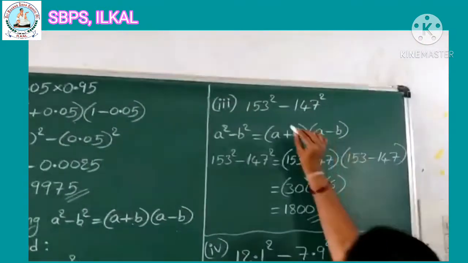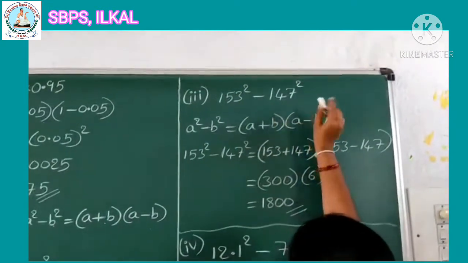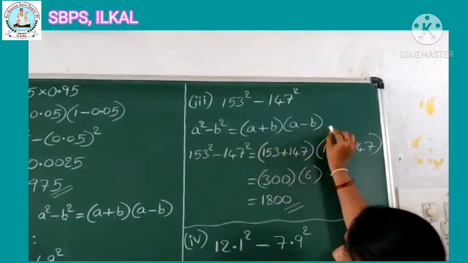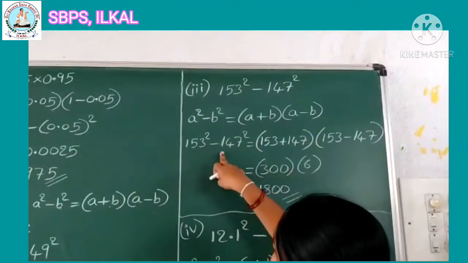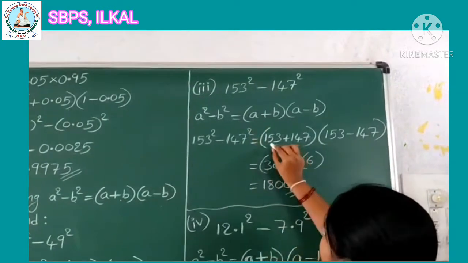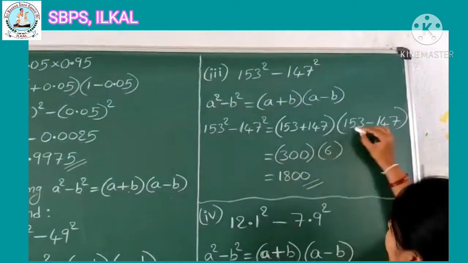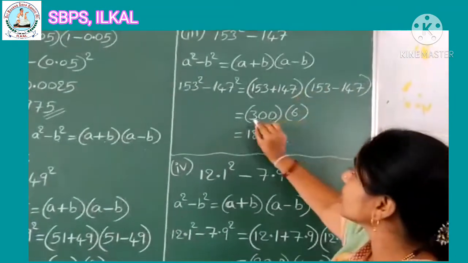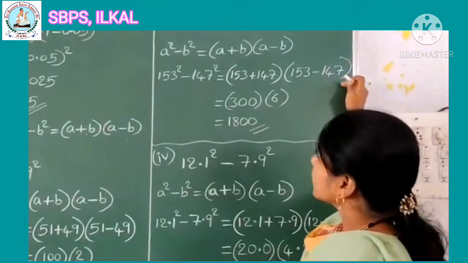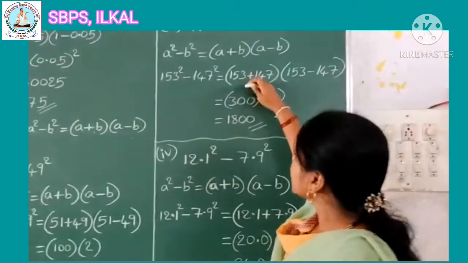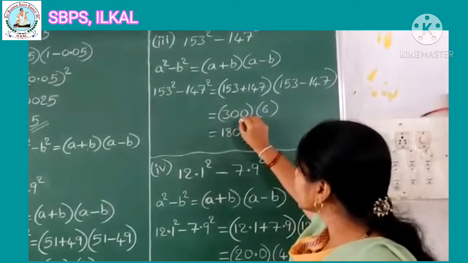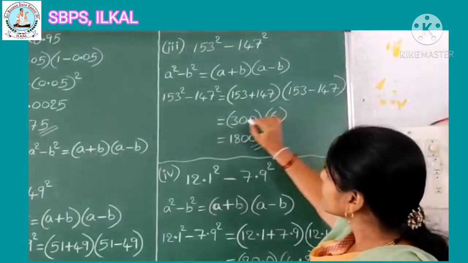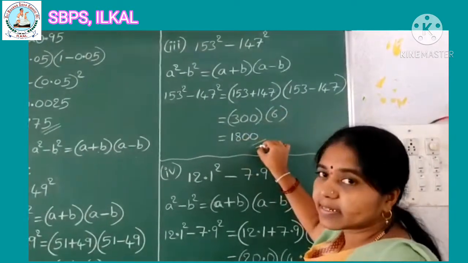Next one, 153 square minus 147 square we get. A square minus b square is equal to a plus b into a minus b. Then 153 square minus 147 square is equal to 153 plus 147 into 153 minus 147. These two additions are 300. These two subtraction we will get 6. Okay. The addition of 153 and 147 is 300. When you subtract 147 from 153, 6 we will get. 300 into 6 is 1800.